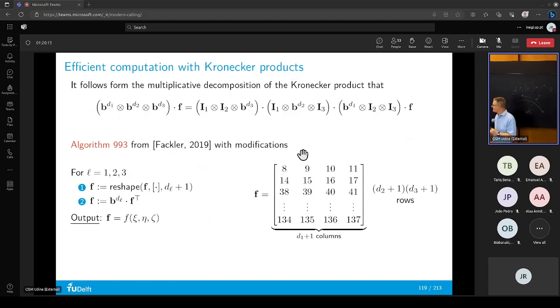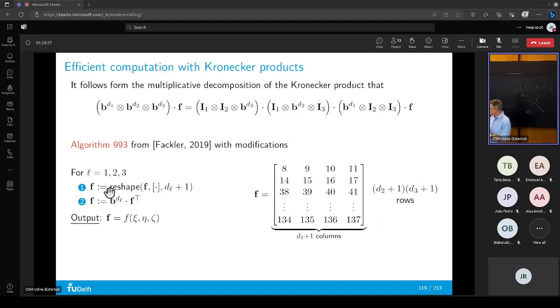What this one does is exploit this property, starting here and peeling off one dimension at a time. In the beginning, we have to collect this F: the 8, 9, 10, jump, 14, 15, 16, 17, bigger jump, etc. We have as many rows as the first dimension, and all the rest as columns. You may remember this from MATLAB. Reshape is no real copy, it's just a reinterpretation of data.